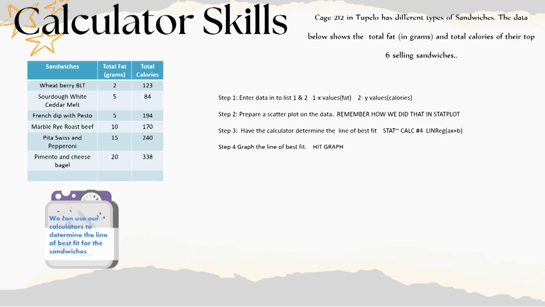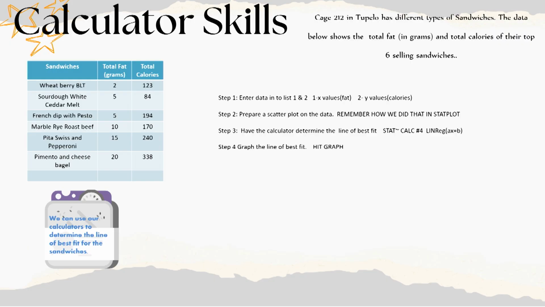So let's look at some calculator skills. What we have here is Cage 212 in Tupelo. It has different types of sandwiches. The data below shows the total fat in grams and total calories of their toppings and their best 6 selling sandwiches. So we have our sandwiches, we have our total fat grams, and we have our total calories. So what we want to do is use our calculator for this. We can find that line of best fit using our calculator, and we can find that line of best fit using our Desmos.